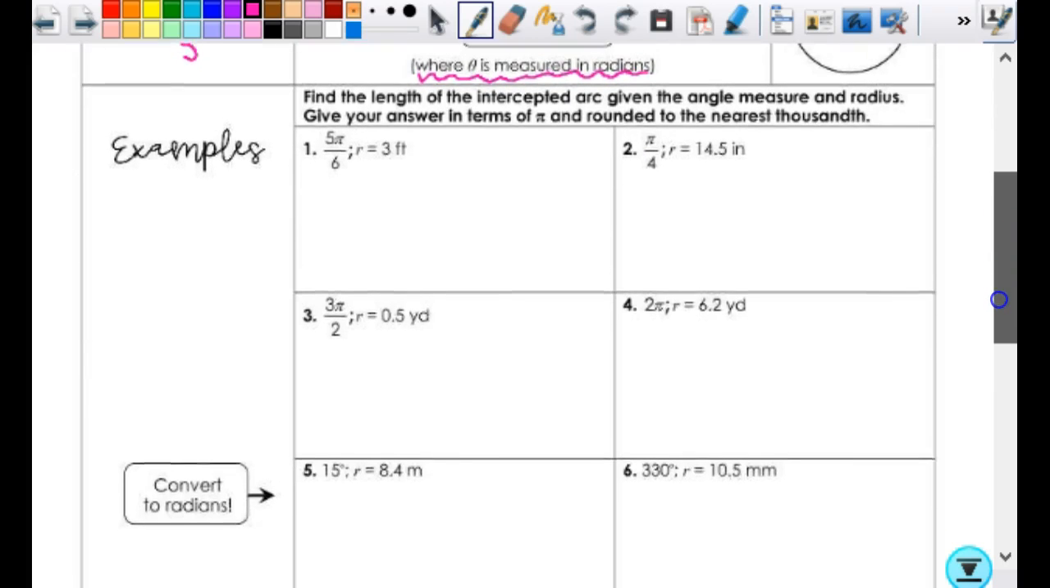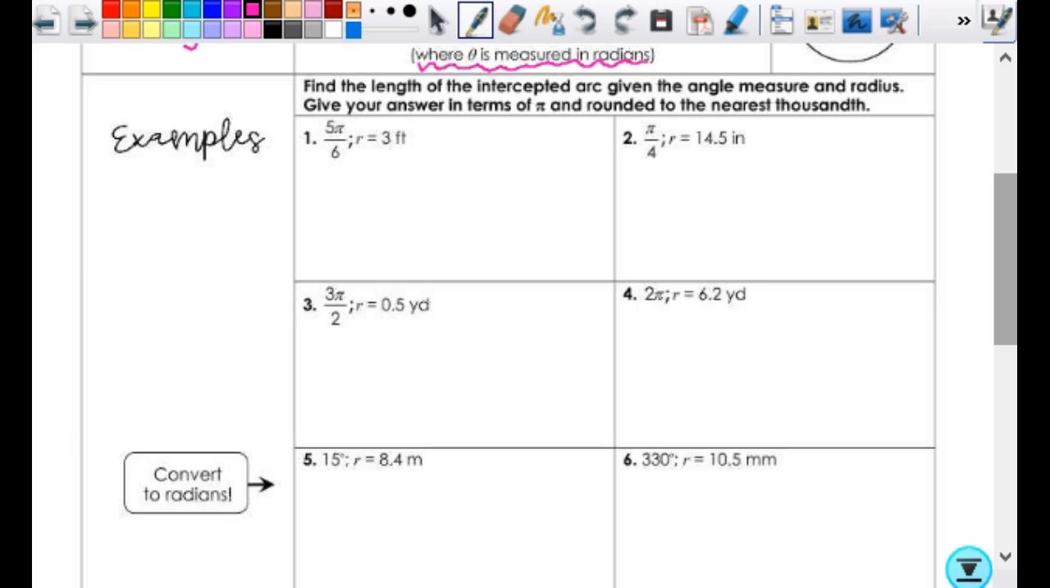So let's look at how this works. It says, find the length of the intercepted arc given the angle measure and the radius. Give your answer in terms of pi and rounded to the nearest thousandth. Okay, so we have 5 pi over 6. That's our angle measure. And your radius is 3 feet, right? So your formula is S equals R theta. So S is equal to your radius, 3, times your theta, which is 5 pi over 6.